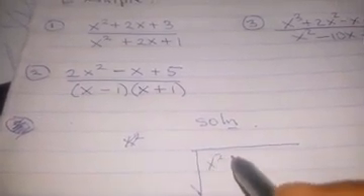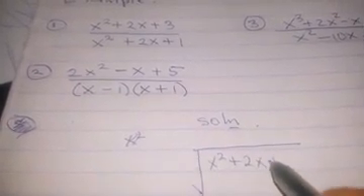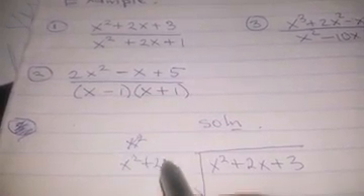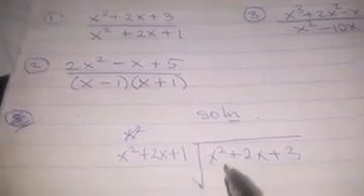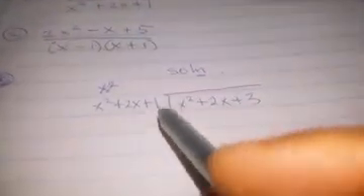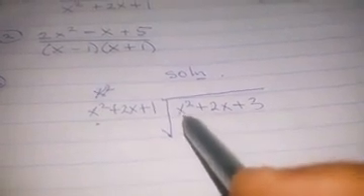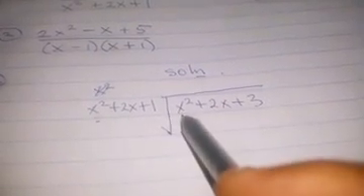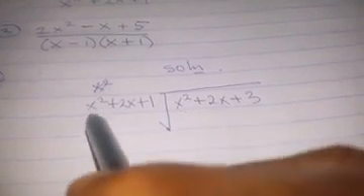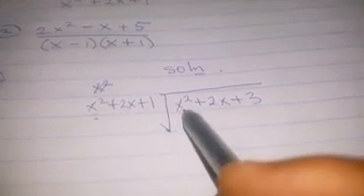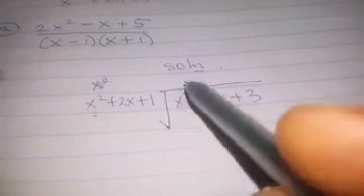In here we have x squared plus 2x plus 3, then here we have x squared plus 2x plus 1. Now, whenever you're dividing polynomials, it's always the first term to the first term. Don't forget. So here we can say x squared divided by x squared gives us 1. So we have our 1 here.